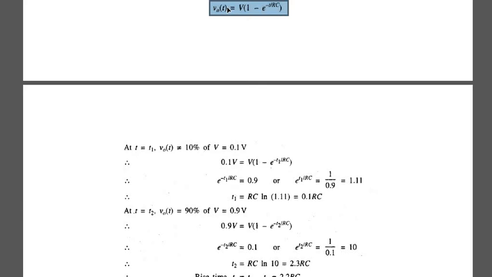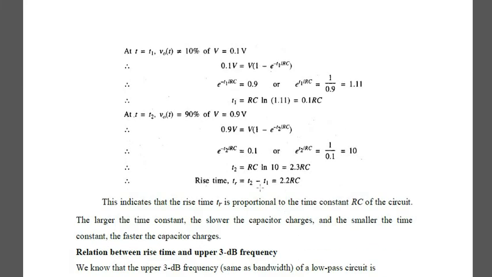In this particular equation, your T value is equal to T2, as well as your output value. What is the output? V naught of T is equal to 90%. So 0.9 V is equal to V of 1 minus e to the power of minus T2 divided by RC. Similarly, you will be getting 2.3 RC. So what is the rise time? TR is equal to T2 minus T1, the upper limit minus lower limit. We can also say it like that. So the output will be 2.2 RC.